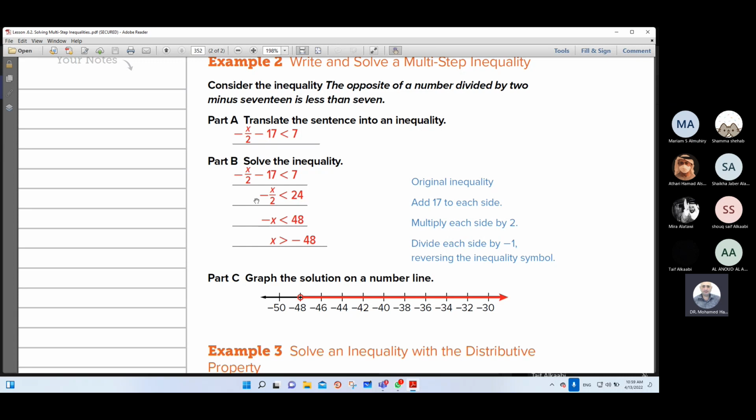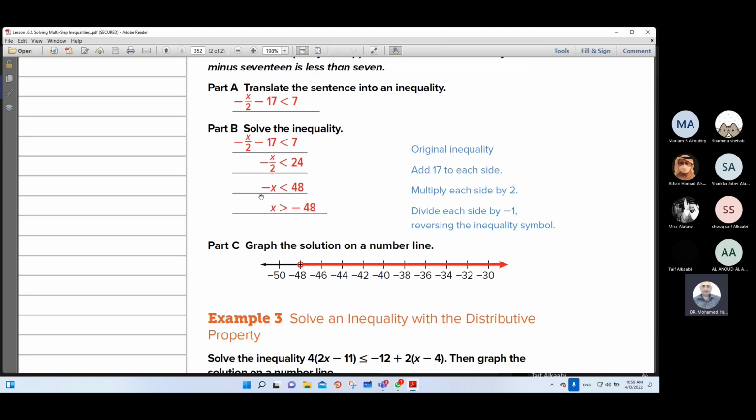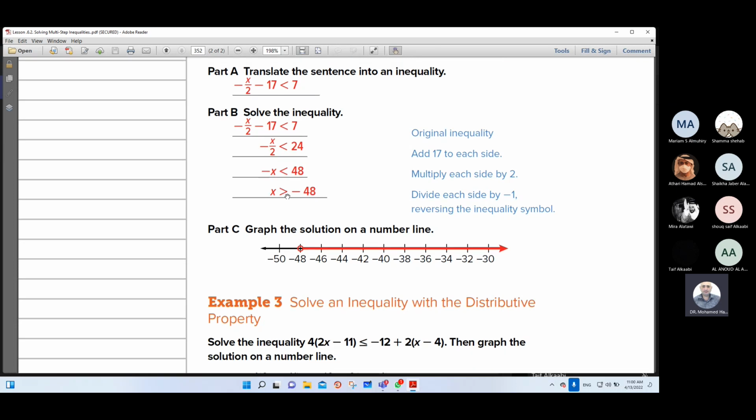Then we can multiply the two sides by 2 to remove the 2 from the denominator. Negative x over 2 times 2 will be negative x, and 24 times 2 will be 48. Then we can multiply by negative 1 to keep the variable alone. Negative x times negative 1 will be x. And always remember, when you multiply the inequality by a negative, switch the sign. And negative 1 times 48 will be negative 48. So the set of the solution is x greater than negative 48.